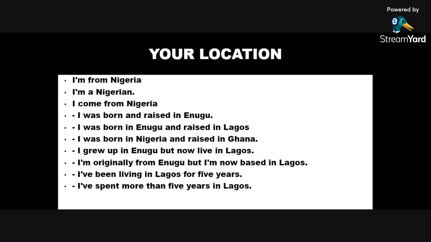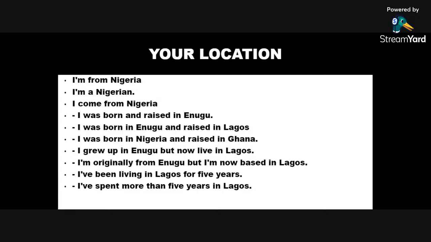I was born and raised in Enugu, if the people you are talking to know where Enugu is. If not, you have to give a little explanation. I was born in Enugu and raised in Lagos. All right. So in such situations, you want to talk about a situation where where you were born is different from where you grew up. So you can say, I was born in Enugu and raised in Lagos, or I was born in Nigeria and raised in Ghana.